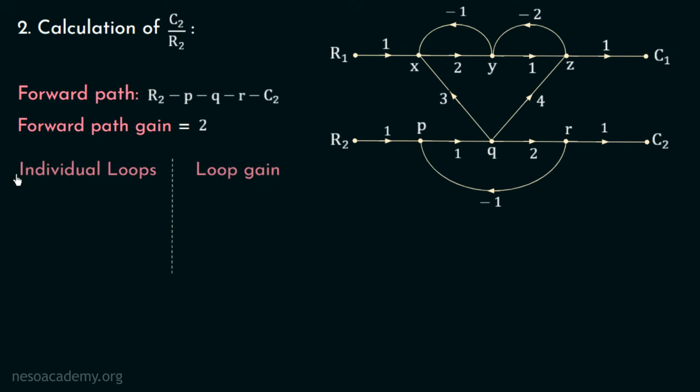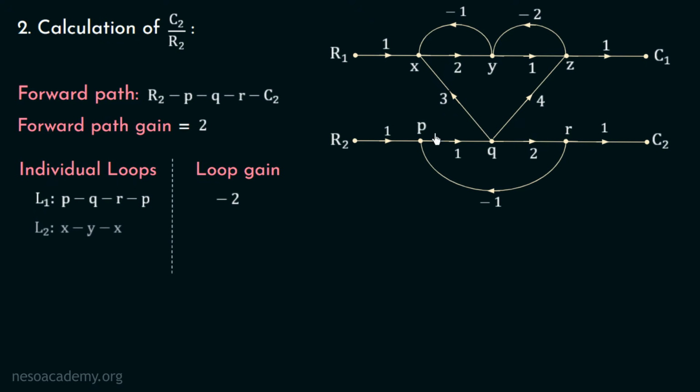Moving on to the identification of individual loops and the calculation of loop gain. So observe the signal flow graph carefully and tell me the number of loops. The first loop will be P, Q, R, P. And the loop gain of this loop will be the product of these three branches, which is equal to minus 2.